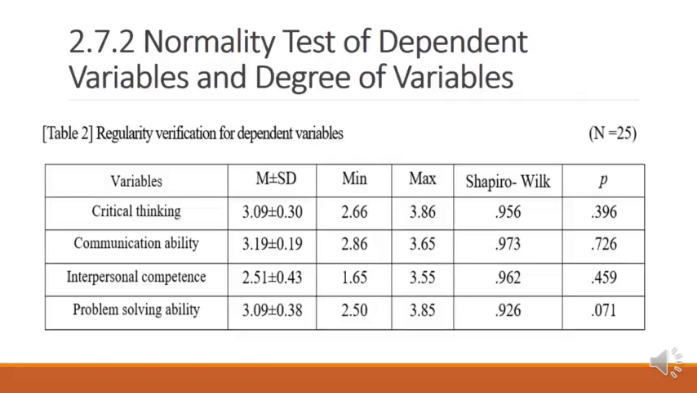General characteristics of the subjects and normality. The subjects' average age was 21, with female students at 68%. Critical thinking, communication ability, interpersonal competence, and problem-solving ability of the subjects were normally distributed on their character.